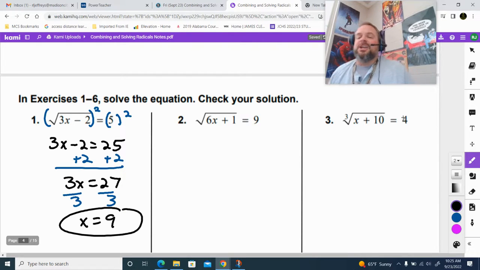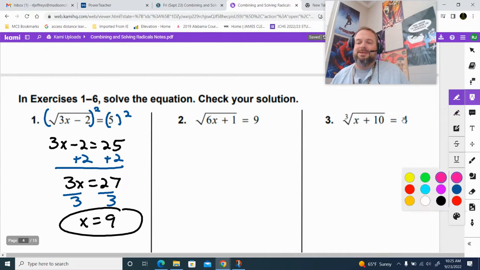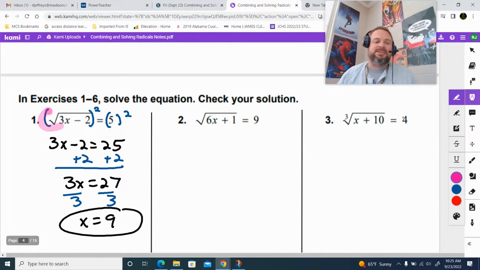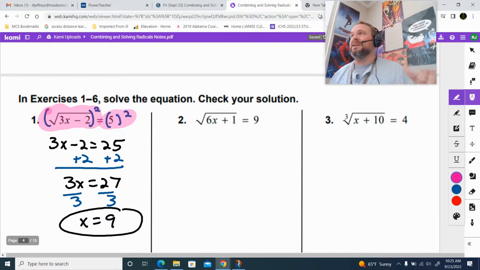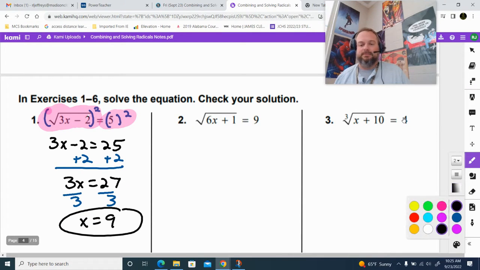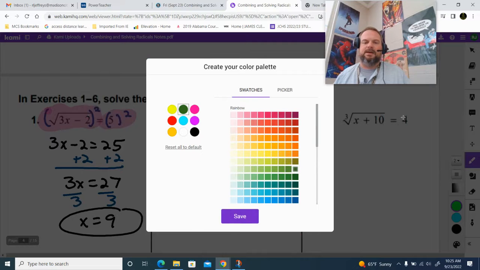Now, here's the crazy part to all this. This step right here that we're doing by squaring both sides, that's the actual algebra 2 thing right there. After that, all this is algebra 1. Some people are like, what does that mean? Well, think about it just a little bit.